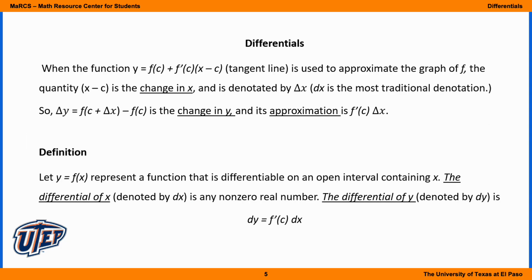When the function y is equal to f of c plus f prime of c times x minus c, or in other words our tangent line, is used to approximate the graph of f, the quantity x minus c is a change in x, and it is denoted by delta x. dx is the most traditional denotation. So delta y is equal to f evaluated at c plus delta x minus f of c, a change in y, and its approximation is f prime of c delta x. So we let y equal f of x represent a function that is differentiable on an open interval containing x. The differential of x, denoted by dx, is any non-zero real number. The differential of y, denoted by dy, is equal to f prime of c dx.